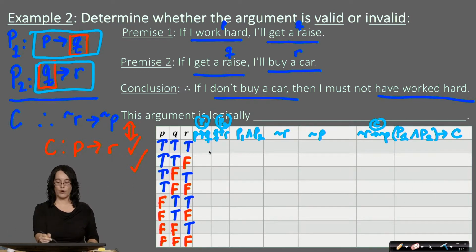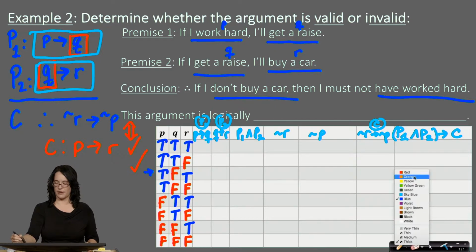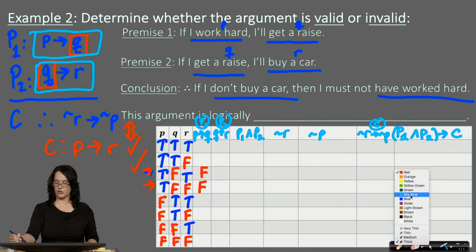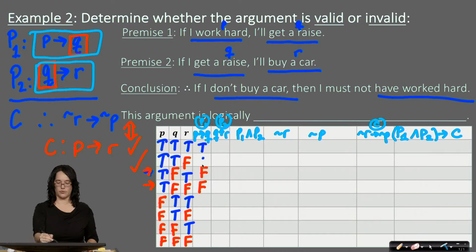For our premise 1, the if P then Q, remember that's only false if the first is true and the second is false. So when P is true and Q is false. When does that happen? Looks like that happens here in the 3rd row. P is true and Q is false. So that would be a falsehood there. Let me get my red color here. So P is true and Q is false. That's going to be a falsehood. And that happens again in the 4th row. P is true, but Q is false. So that's a falsehood. Everywhere else, though, that premise should be true. So true, true, false, false, true, true, true, true.